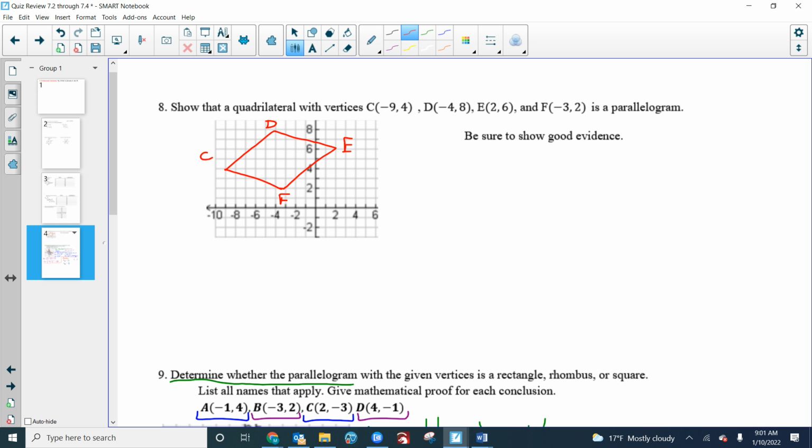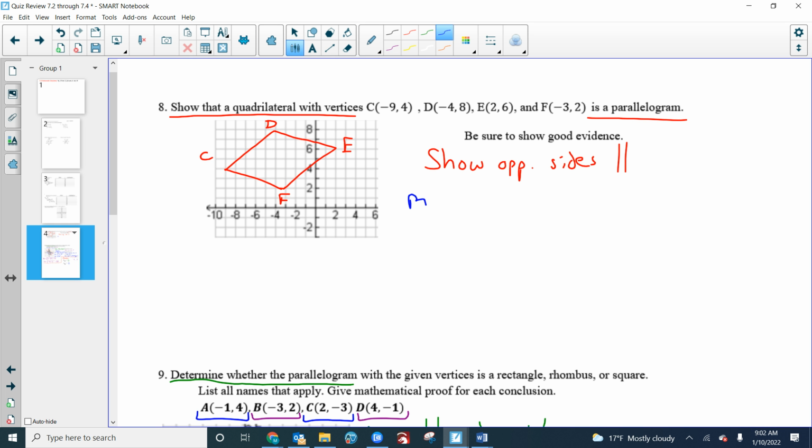All right, we're showing that the quadrilateral is a parallelogram. We want to show opposite sides parallel. Trust me, that's the easiest way. Could you also show that the opposite sides are congruent? Would that make it a parallelogram? Yes, but that's 4 distance formulas. Would you rather count rise over run 4 times or distance formula 4 times? Rise over run, right? So let's show, we're going to do 4 slopes.